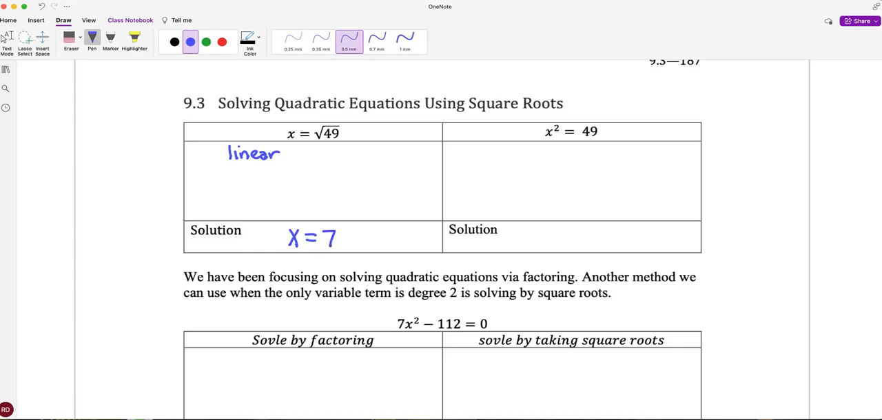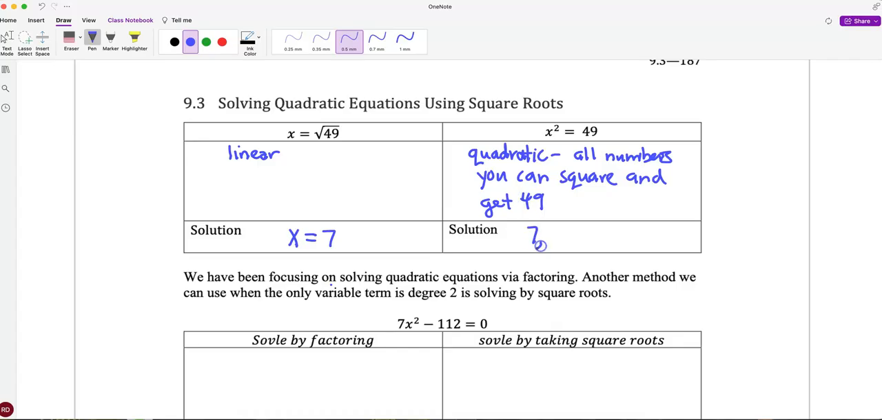When you take the square root of 49, you're saying what positive number can you multiply by itself and get 49? That answer is 7. Now it's a little bit different when I see x squared equals 49. This is a quadratic equation. And the interpretation is the solution would be all the numbers you can square and get 49.